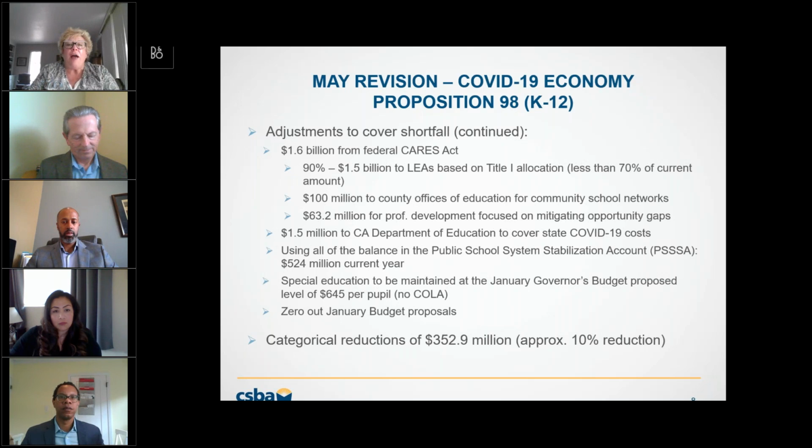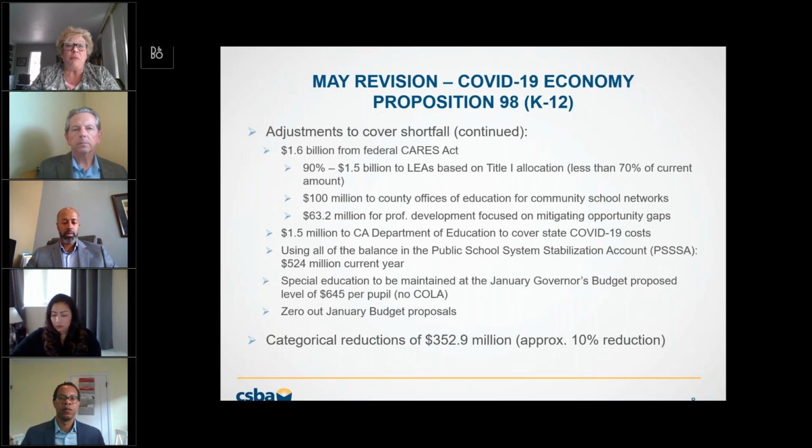Wanted to continue this conversation about funding that's being provided in the budget to help cover some of the shortfall. The governor does look to the funding that was provided under the Federal CARES Act, the $1.6 billion that will be coming to districts with regards to federal funding. About 90% of that, $1.5 billion of it, will be appropriated to LEAs based upon the Title I formula.